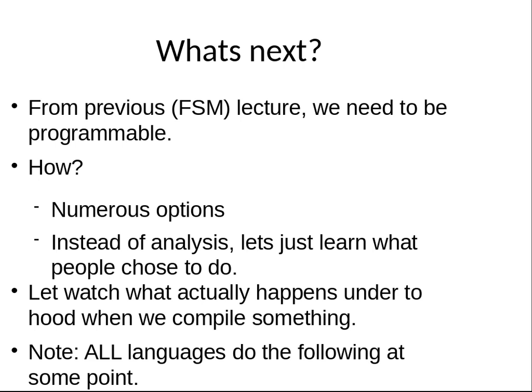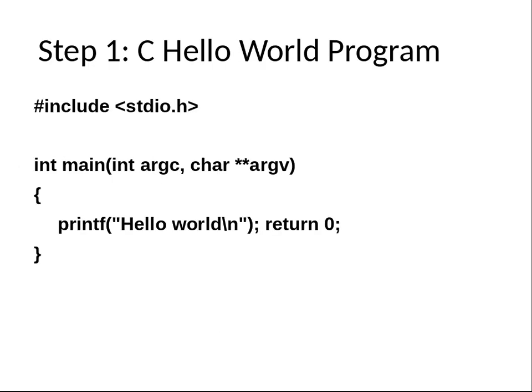So what's next? Let me just rephrase this. We did the finite state machine. How can we make it programmable? There are so many options out there that it's obnoxious. So instead of trying to develop one way or learn how we did it historically, we're just going to watch what happens. What does GCC do? We'll just look at GCC, how it works, and then go from there. Keep in mind that what GCC does for C, basically every language that you use has to do at some point. It has to translate your language to what can be executed on your machine.